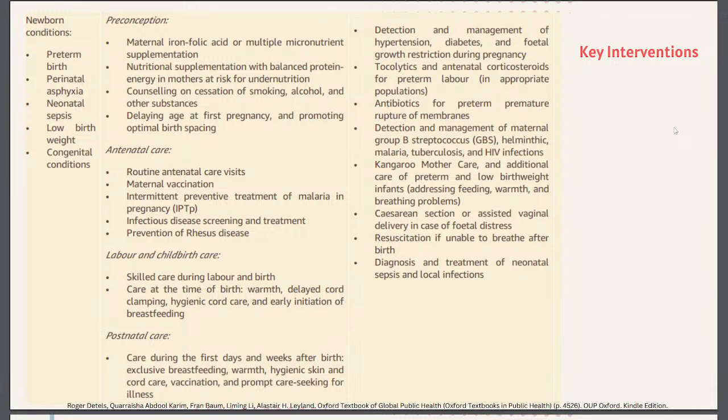So when we talk about newborn conditions, we have read this in the previous slide: preterm birth, perinatal birth asphyxia, neonatal sepsis, low birth weight and congenital conditions. These are the 5 conditions you have to focus on in decreasing neonatal deaths. Then what needs to be done at the preconception level, at the antenatal level, while the child is being born, and after the child is born?